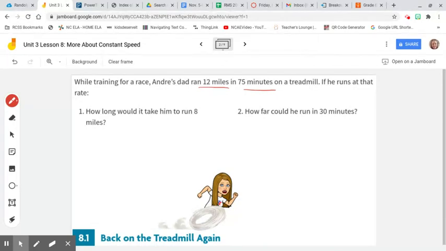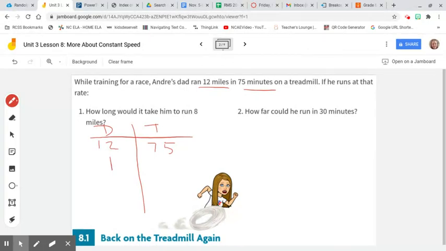So in looking at this, we are going to create a chart just like we've done in previous lessons. Distance in miles is here, time is here. It says 12 miles in 75 minutes. First, we need to figure out how long it takes to run 1 mile. So we're going to put a 1 here.